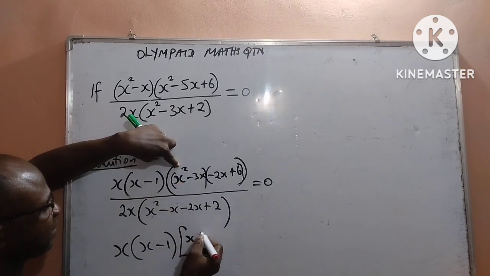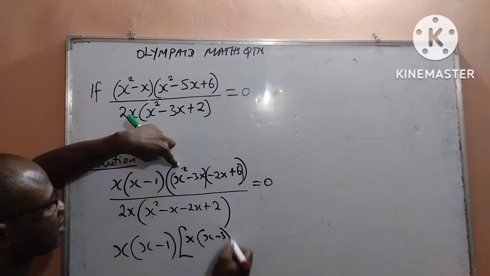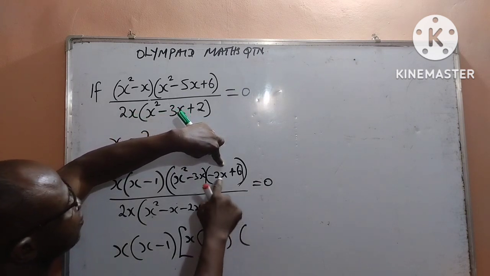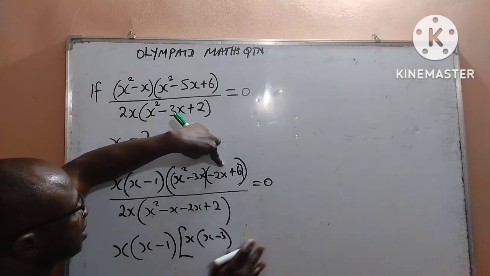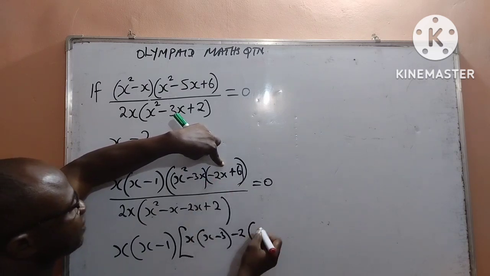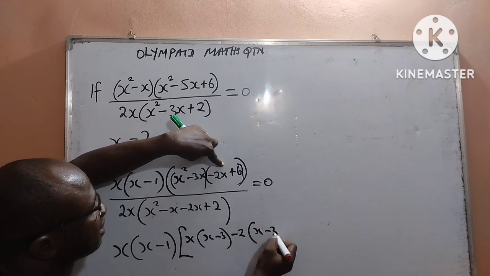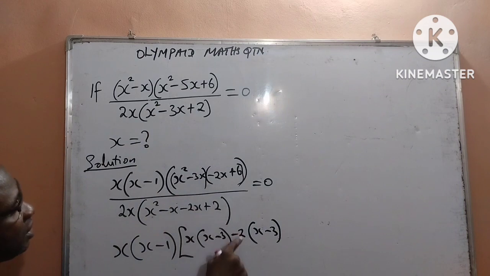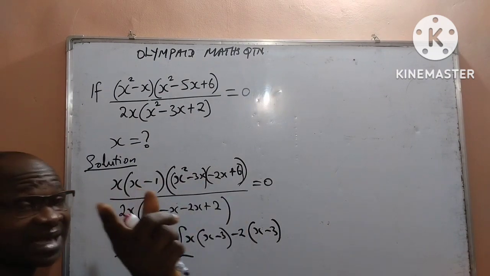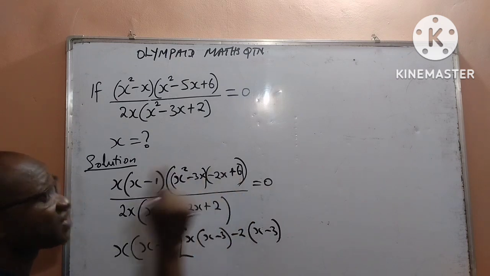So left inside the bracket will now be x minus 3. Again, from the second bracket, what is common is minus 2, then I have inside the bracket x minus 3. How? You see, minus 2 times x will give me minus 2x as I have it, and also minus 2 times minus 3 shall give me plus 6.